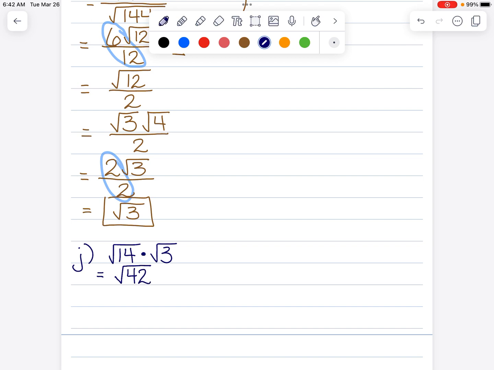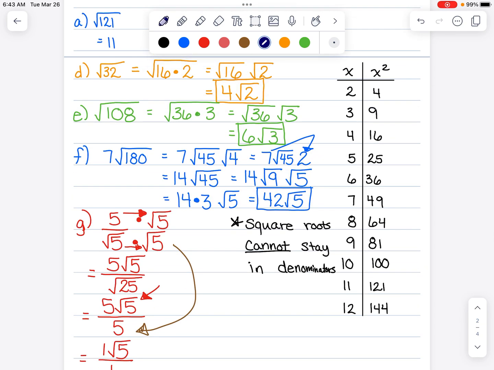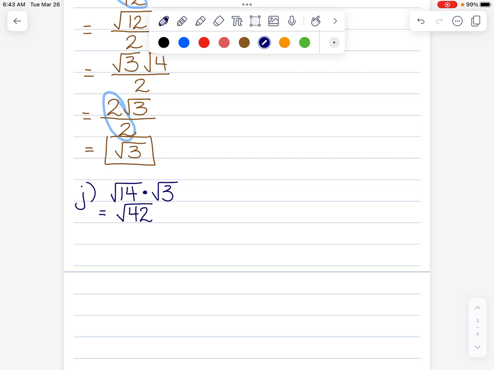Because they're both in square roots, don't forget to put the square root. Now, 42 doesn't divide by any of my perfect squares. Like I could check. 42 doesn't divide by 36. Doesn't divide by 25. 16, 9, 4. Doesn't matter. Sometimes a number inside of square root doesn't divide by any of the perfect squares. If that's the case, it's its most simplified form.